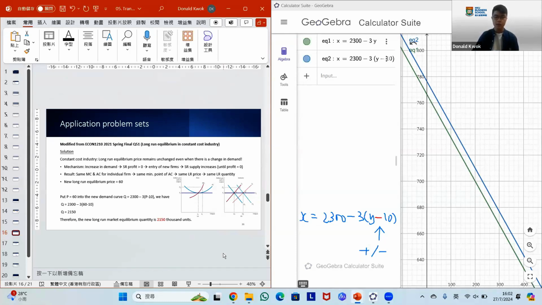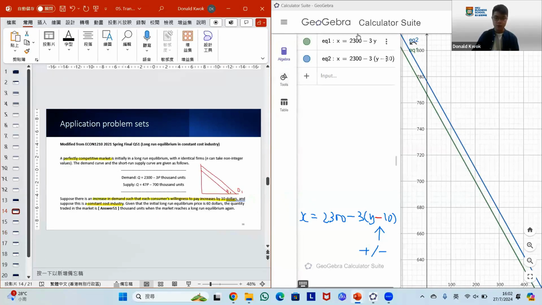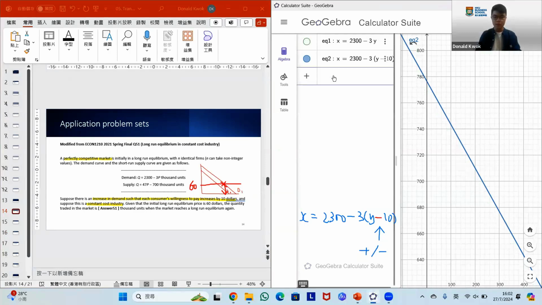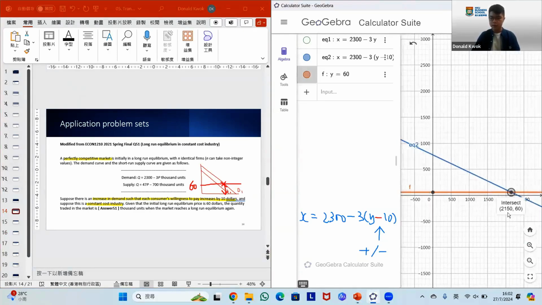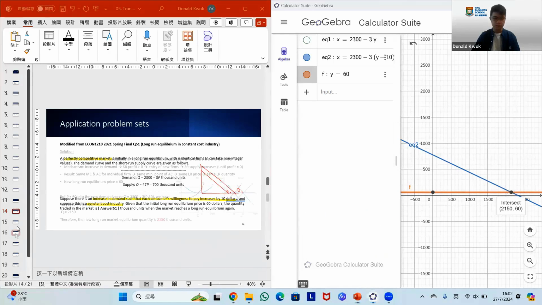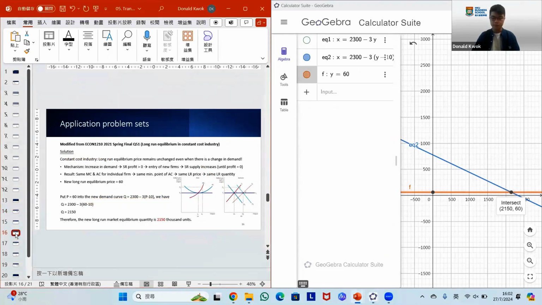So to find out the new long-run market equilibrium quantity, we just need to plug the price of 60 back into the new demand curve to find out the answer. The corresponding quantity as suggested by this point would be the answer to this part. So let's do that in GeoGebra: draw a horizontal line y equals 60 and find the intersection point with the new demand function. As you can see, the new market equilibrium quantity in the long run is 2,150. So this solved the problem here.